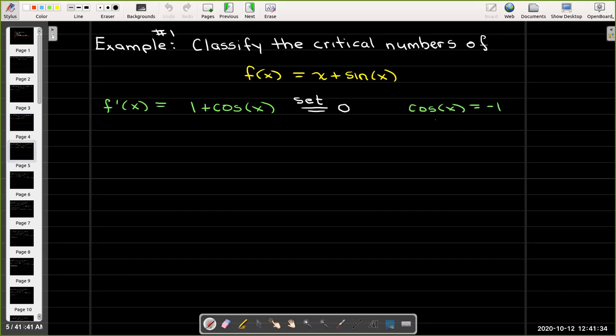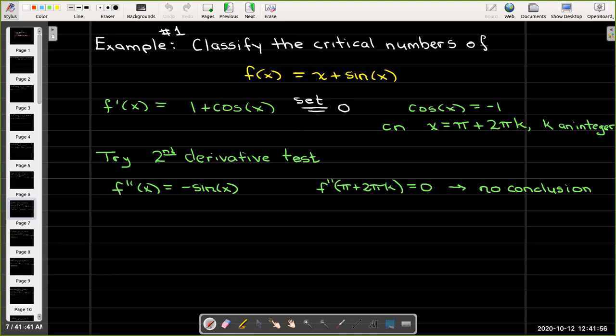That would be the solutions of cosine of x equals negative one, which is when x equals pi. But then since cosine is periodic, we can add any integer multiple of 2 pi. So we have infinitely many critical numbers.